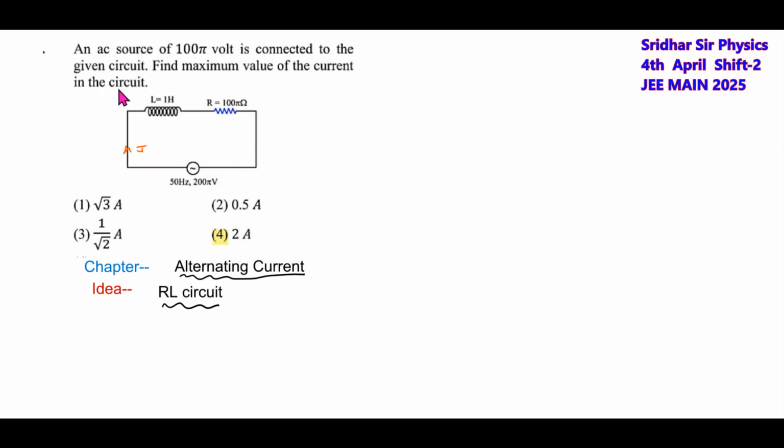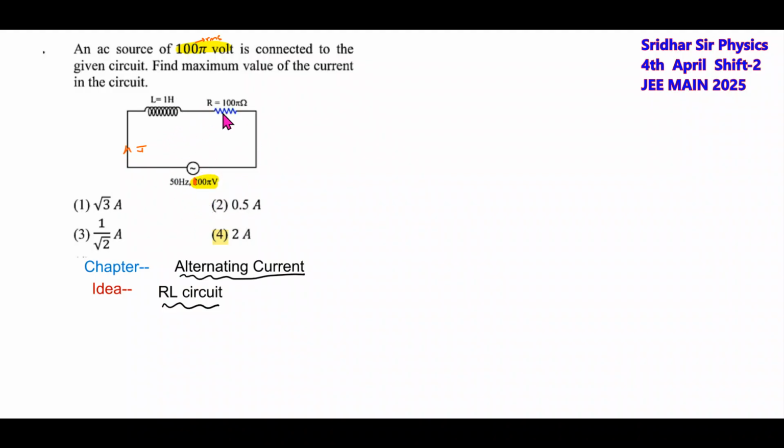Whenever an AC source of 100 pi volt is connected to the given circuit, when they mention 100 pi volt, what is it actually? It is the RMS value. Whenever they mention it for an AC source, it's the RMS value. Then what is the peak value of it? 100 pi root 2 will be the peak value.